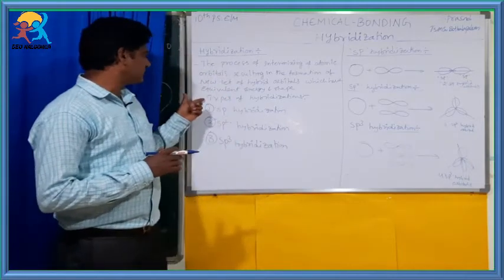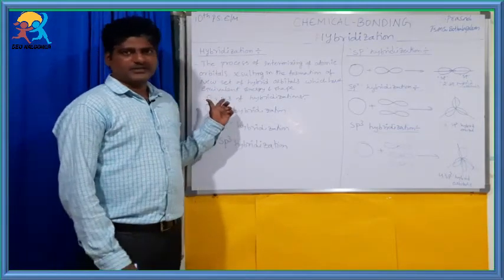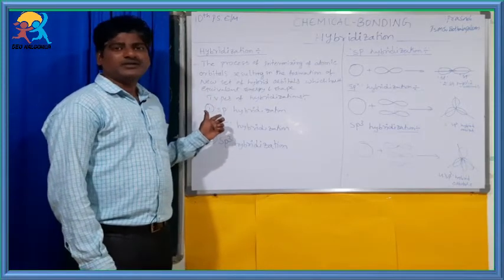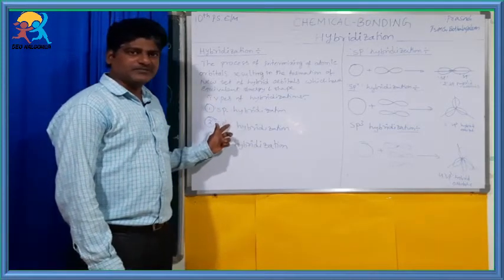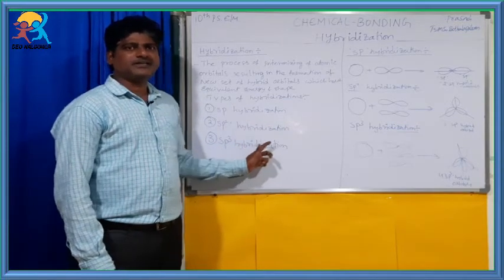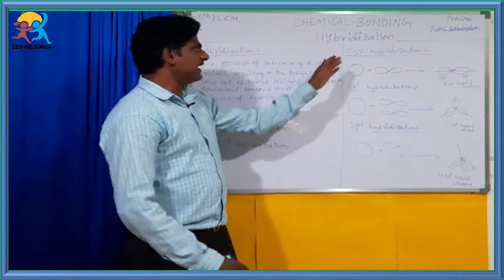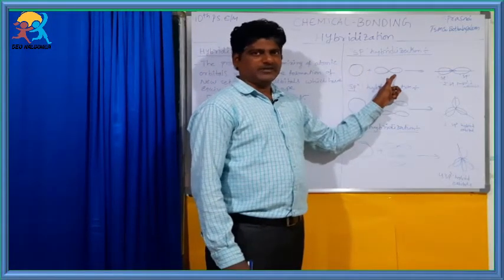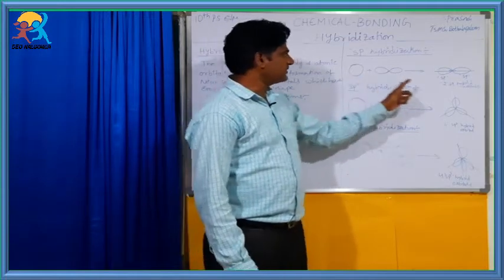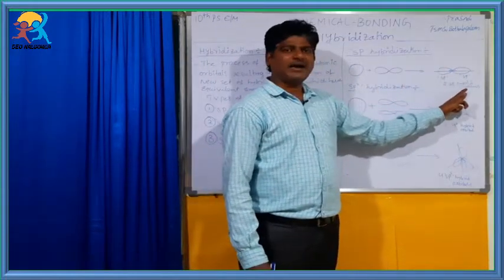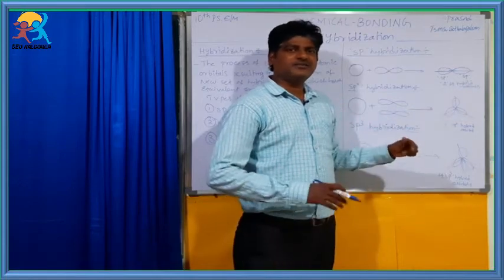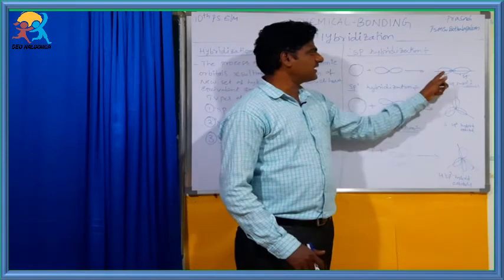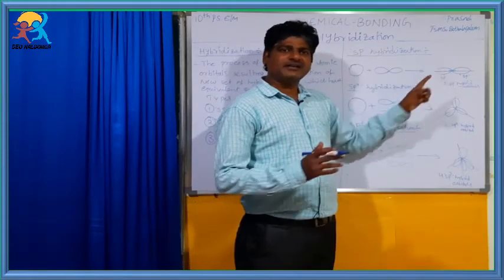Next we go to types of hybridization. Based on the mixing, there are several types of hybridization. In that we have sp hybridization, sp2 hybridization, sp3 hybridization. sp hybridization means if one s orbital and one p orbital intermix and form two new hybrid orbitals, it is called sp hybridization. These two sp hybrid orbitals are arranged in space in a linear way.